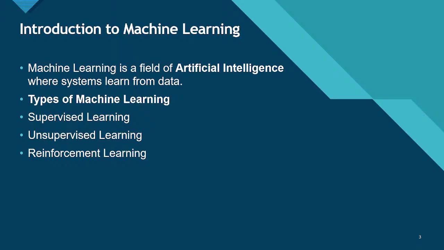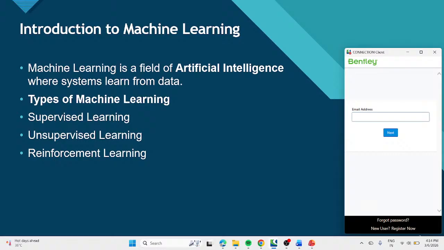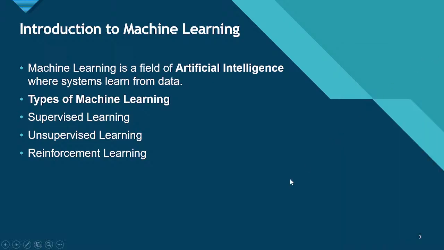Next is reinforcement learning. Reinforcement learning is a type of approach where the model learns by interacting with an environment, and the system learns which action provides the best result. Examples are self-driving cars learning how to drive, game-playing AI like chess or Go, and robots learning tasks. The goal is to maximize the total reward over time.